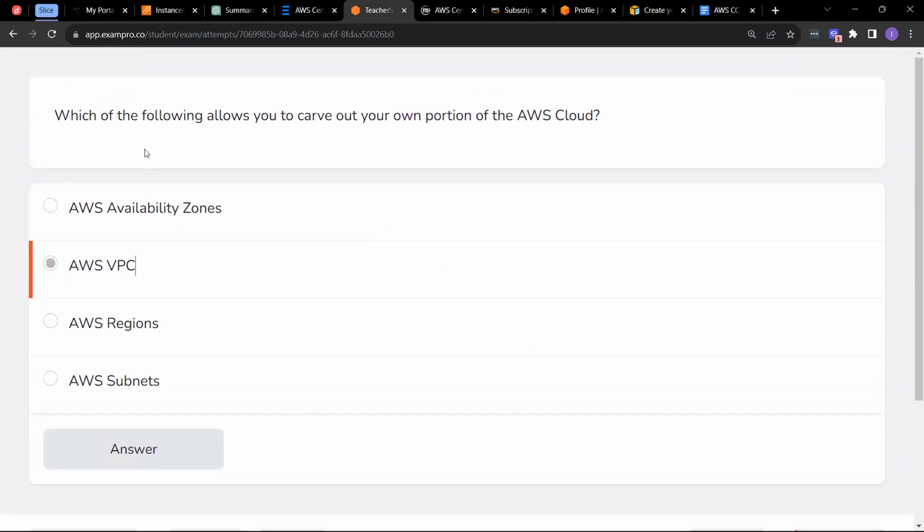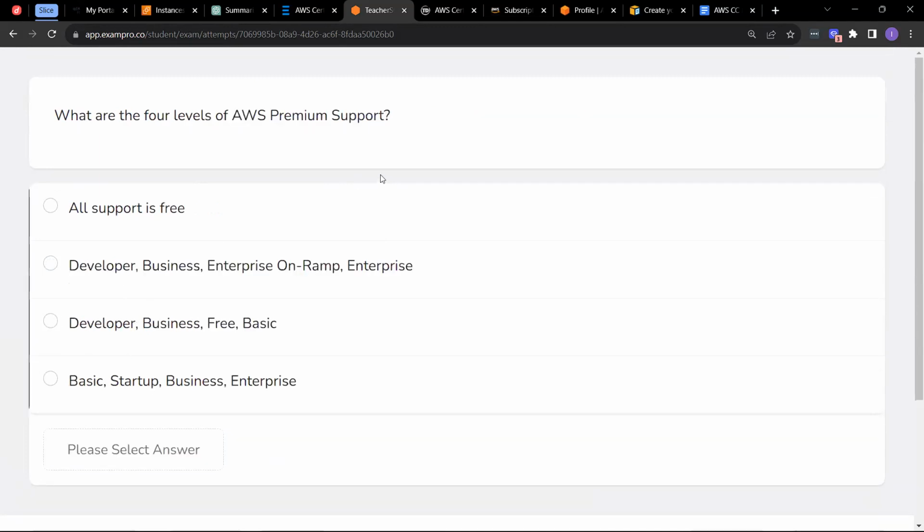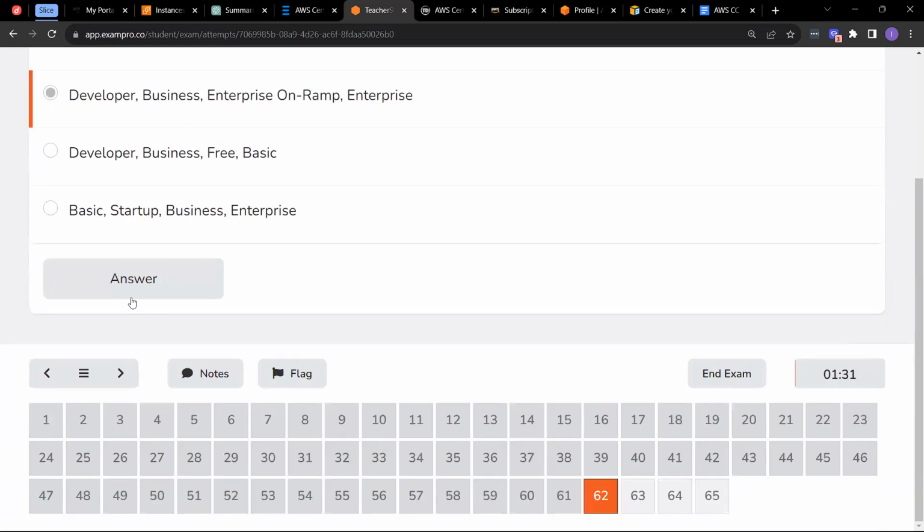Which of the following allows you to carve out your own portion of the cloud? Yes, that is VPC. What are the 4 levels of AWS premium support? Okay, so that's developer, business, enterprise on ramp, and then enterprise. Yesterday when I was explaining the economics and billing, I said that there is another one called enterprise on ramp.